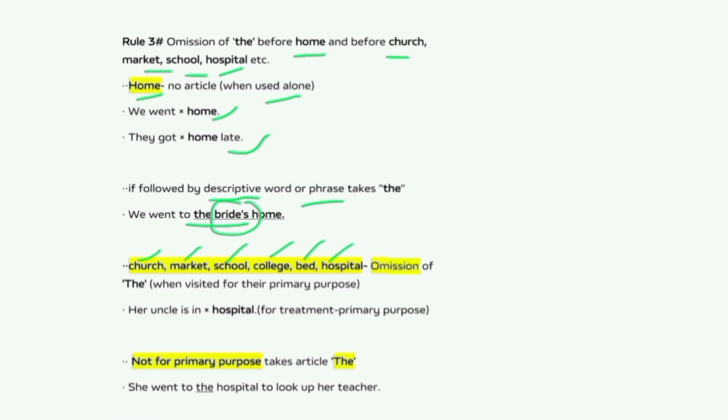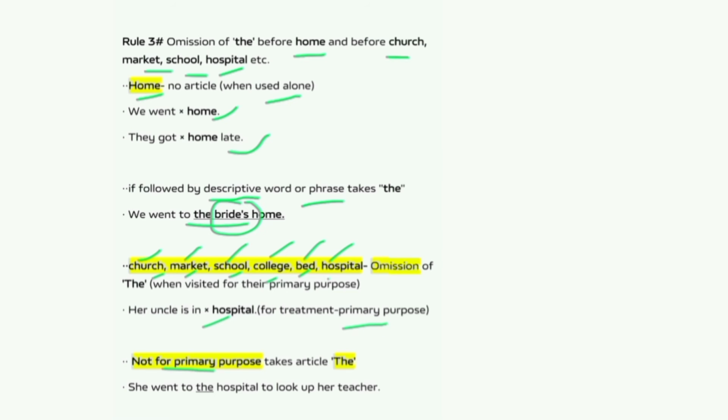We use no article before these words when visited for the primary purpose. Like, we go to church to pray, school to study, market to sell or purchase, college to study, bed to sleep, hospital for treatment. Like, her uncle is in hospital means he is there for treatment, means he is a patient there. He is there for the primary purpose.